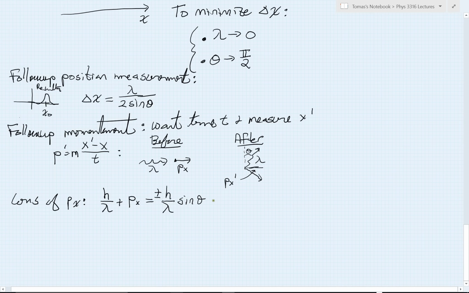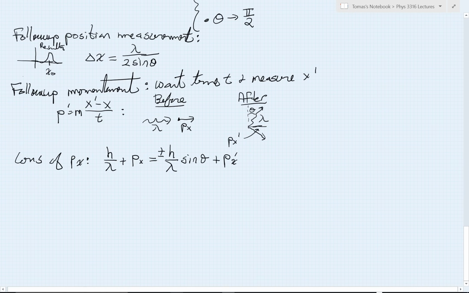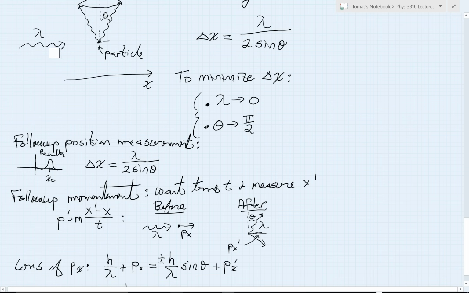And then, of course, there's the outgoing x component of my momentum, which I will call px prime. Now, there's also the equation for conservation in the y direction, but I have all the information I need now. So my final follow-up measurement is going to give me a measurement of this p prime x. And what I want you to notice is I can solve here, right? It will be the initial x momentum of my particle plus the h over lambda that it picked up because it collided with this incoming photon.